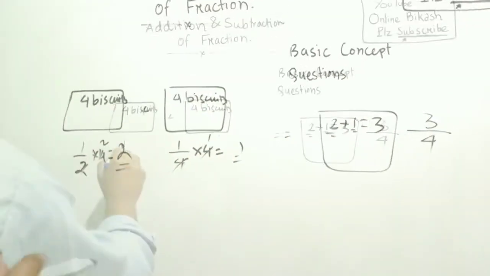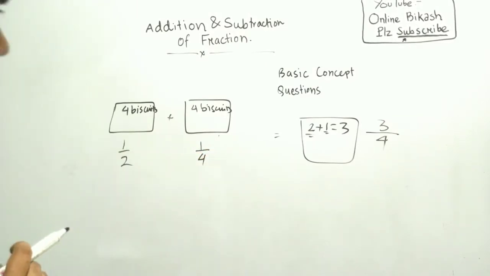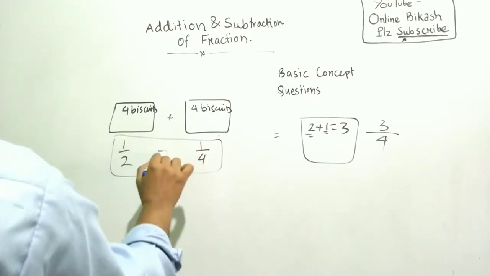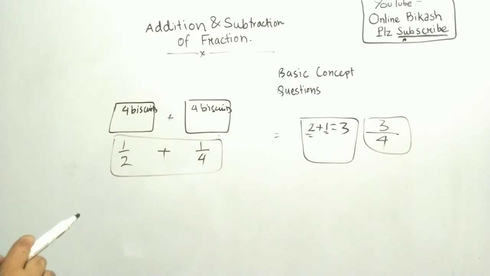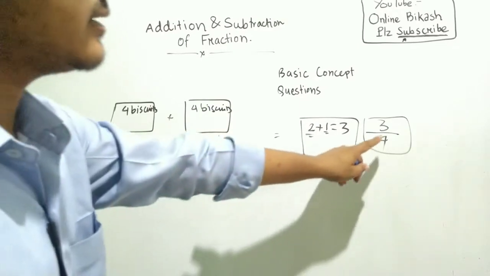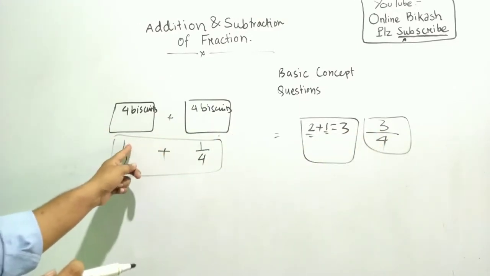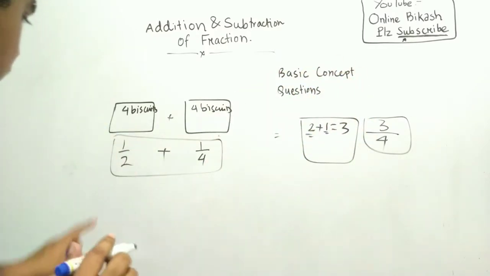Is it clear? This was 1/2 and this was 1/4. Now if we add this 1/2 and 1/4, then we must get this number. This is the main thing. If you add these two fractions, you must get the fraction 3/4. But if you directly do 1 plus 1, that is not 3.